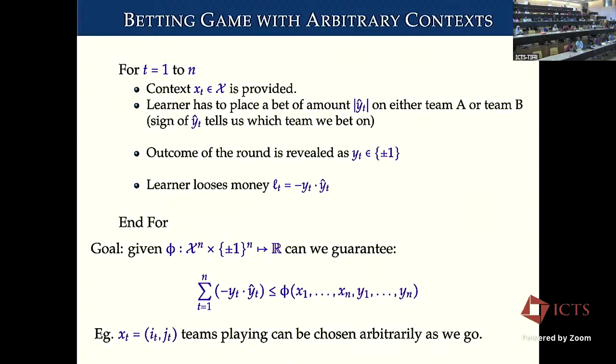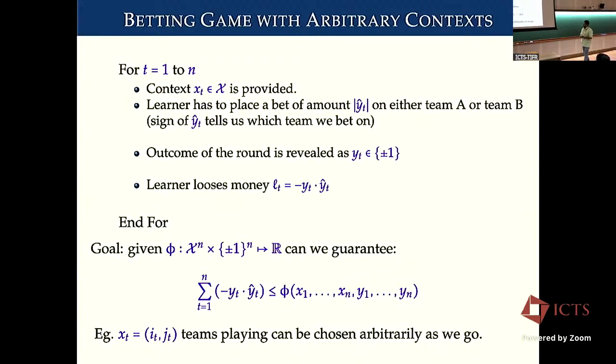It's represented by y hat t. The magnitude of the bet is the amount. The sign is going to be whether team A wins or team B wins. And now the outcome of the round is revealed to you and you pay the loss as before. The only difference here is this function phi, our benchmark out here, is not just going to be dependent on y1 through yn, it's also dependent on these contexts x1 through xn.